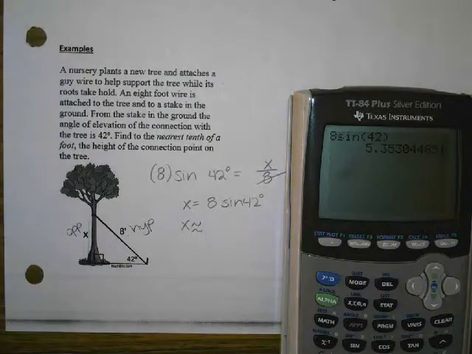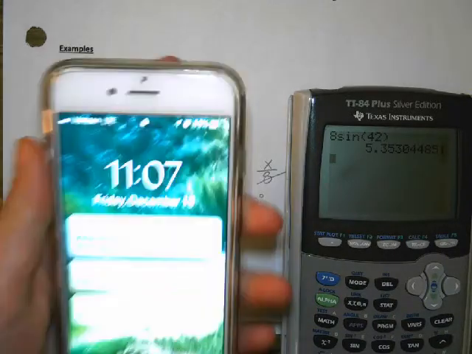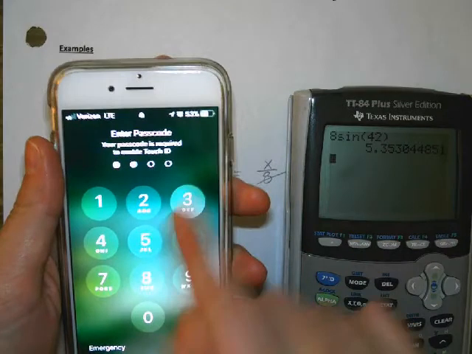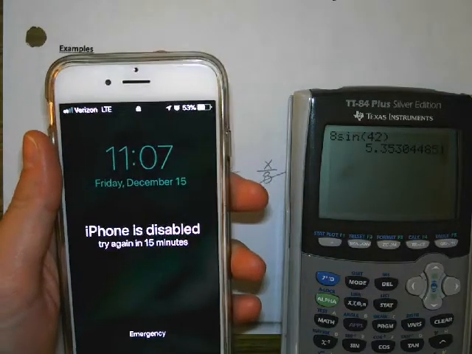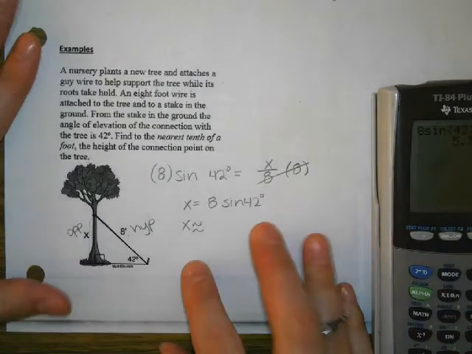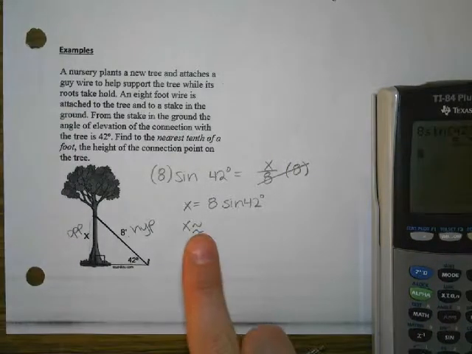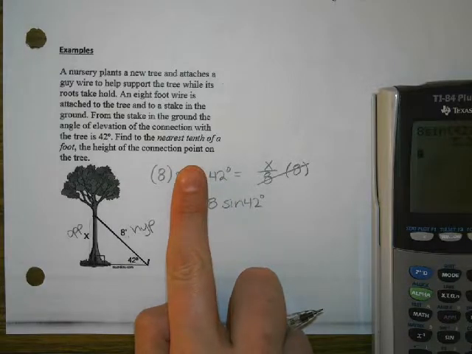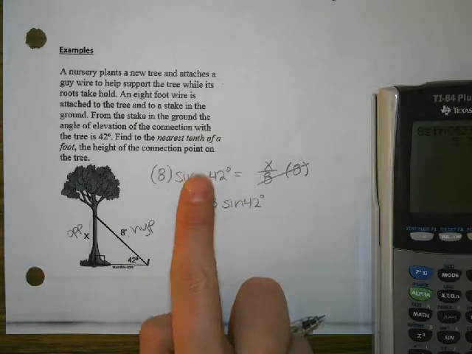5. Okay, so maybe that's the passcode. 5.353. We'll try again in 15 minutes. Oh, dang! All right. Don't worry, Courtney's phone is next.